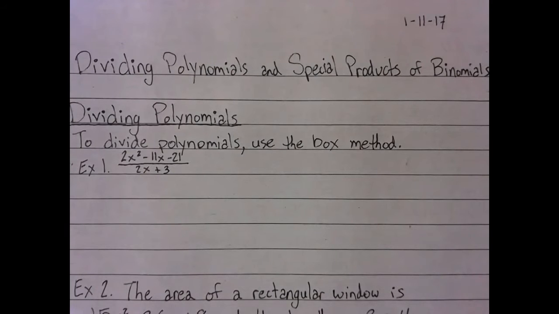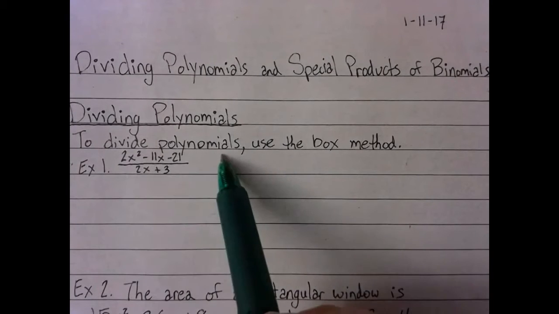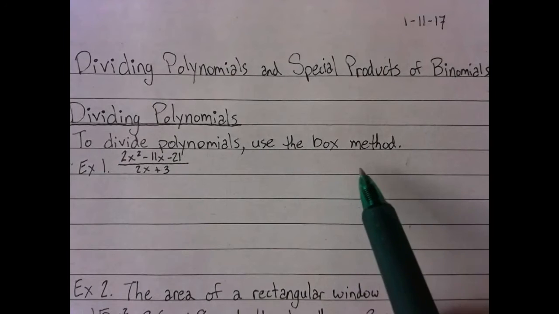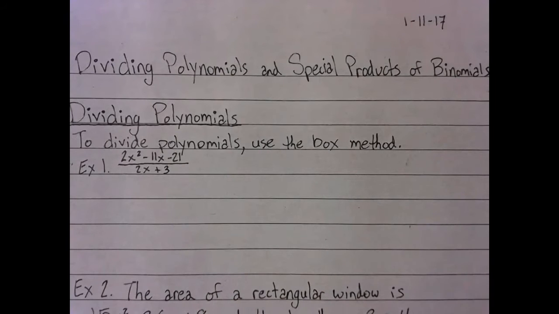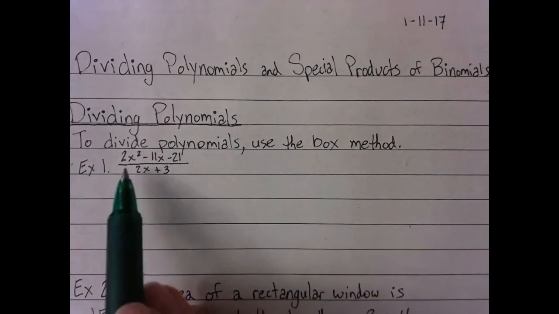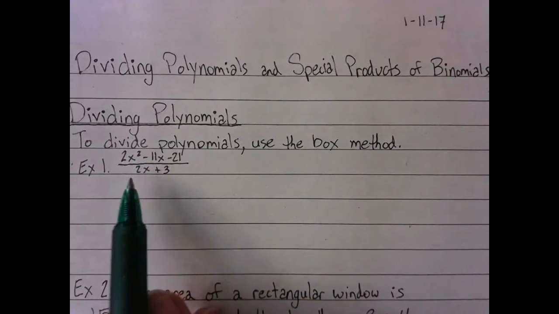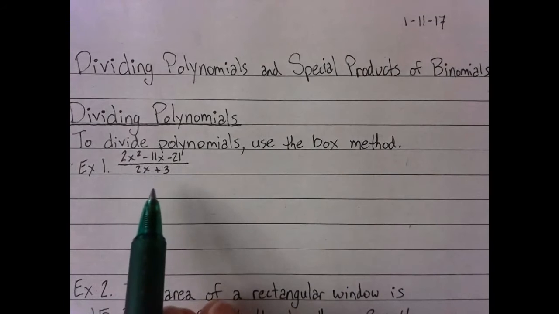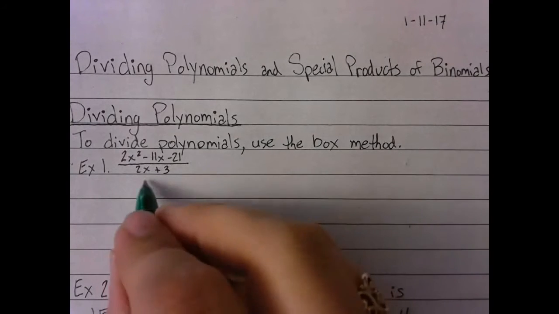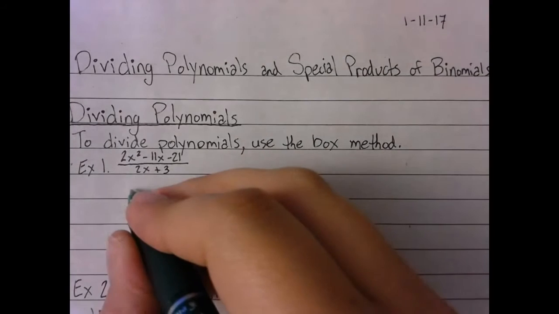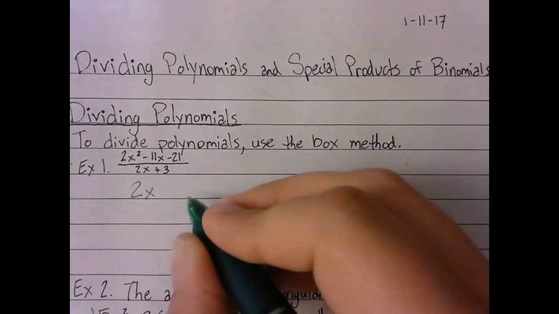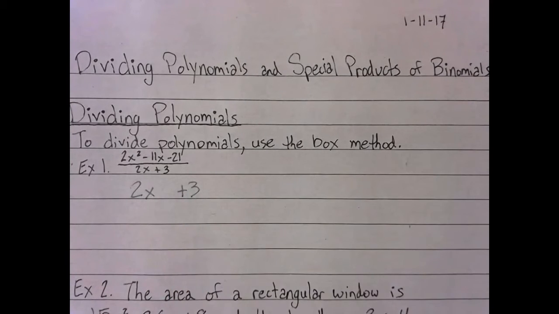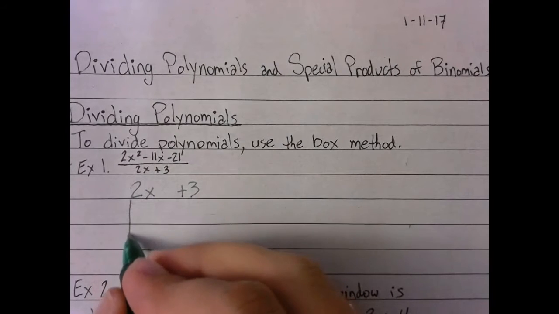Okay, let's start by dividing polynomials. To divide polynomials, we're going to use the box method, but just a little differently from when we multiplied. For example, we've got 2x squared minus 11x minus 21 all over 2x plus 3. We're going to write that 2x plus 3 on the outside of our box, and we don't know what goes inside.